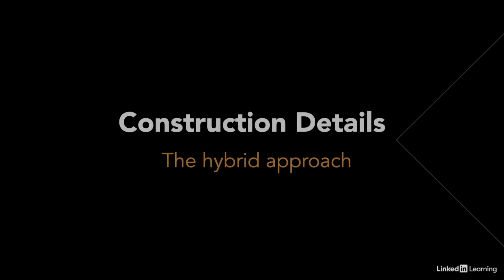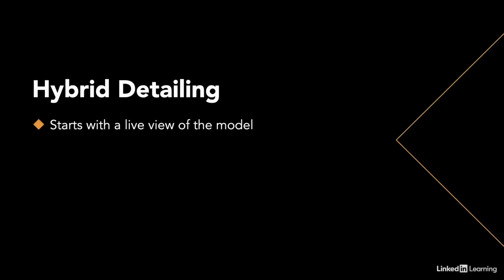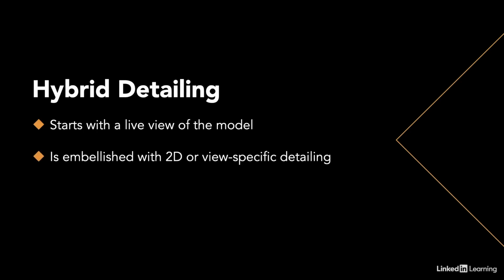In this video, we're going to begin a multi-step process of creating a construction detail. Now, the process we're going to outline is what I like to call the hybrid detailing process. Now, by hybrid, I mean that part of the detail will be live model geometry and part of it will be 2D drafted and embellishments that are placed on top of the view. And that means it's going to be a little bit drafted and a little bit live.